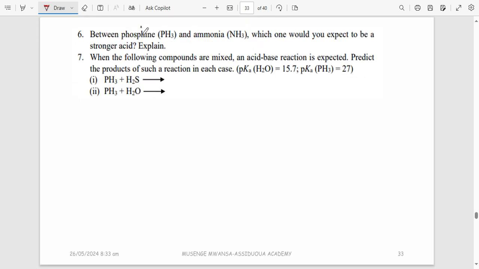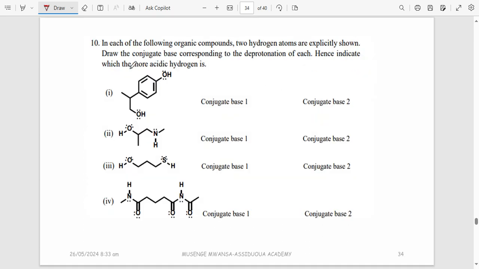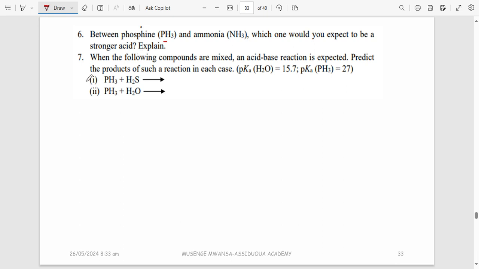That is the same with this one. All these questions, they actually brought them in test 2. Between phosphine and ammonia, which would you expect to be stronger? Now, these ones are not from this topic. So we'll do them when we cover the acids in the next topic. They are very easy questions.